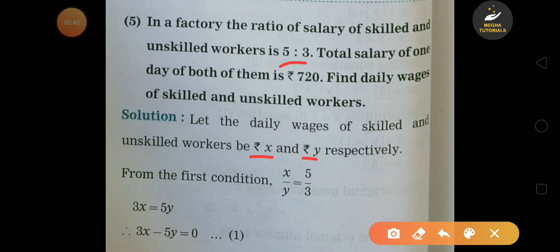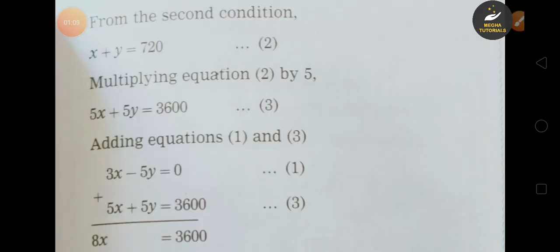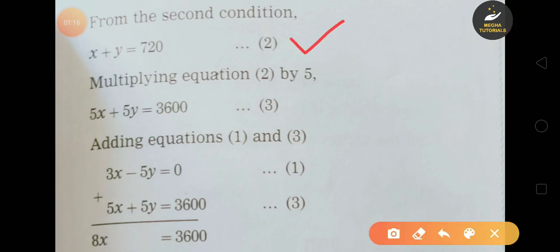Therefore we can write x upon y is equal to 5 upon 3. After doing cross multiplication we can get 3x is equal to 5y, then using transposition you can write 3x minus 5y is equal to 0, that is equation 1. Now using second condition we can write x plus y is equal to 720, this is equation 2. Now we will solve equation 1 and 2 simultaneously.